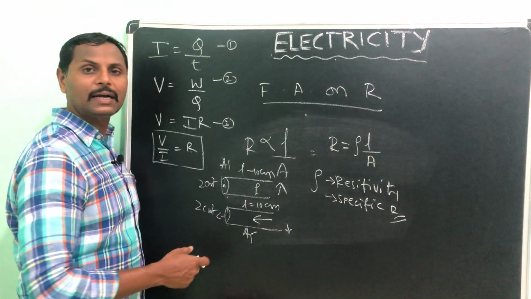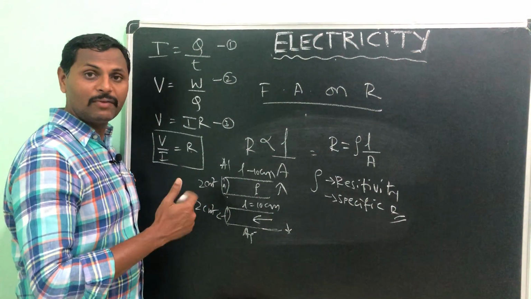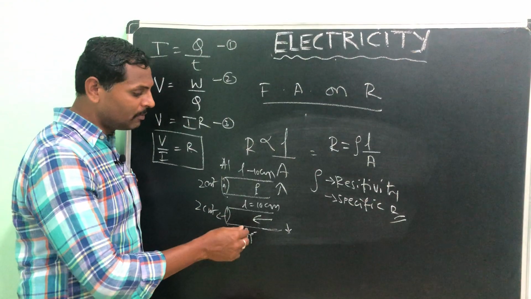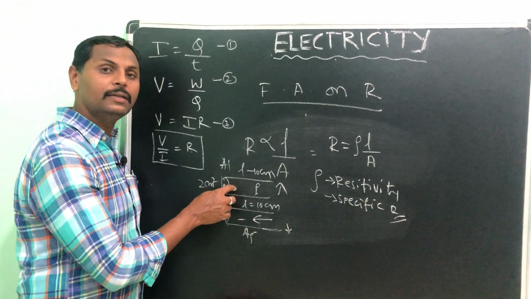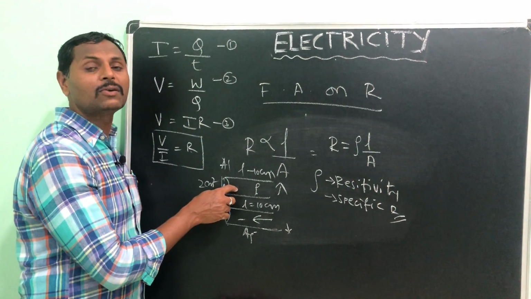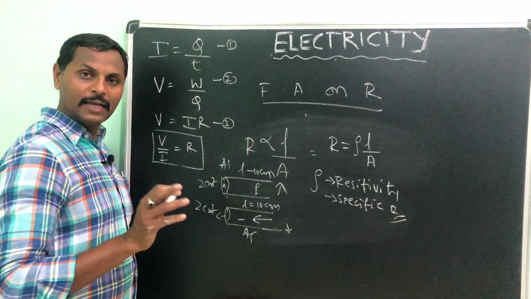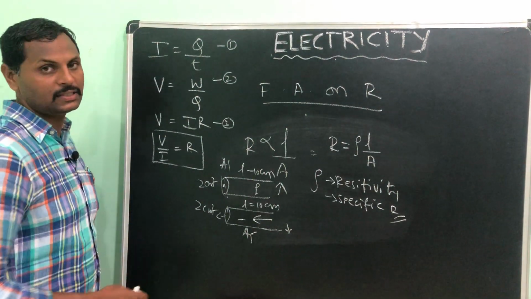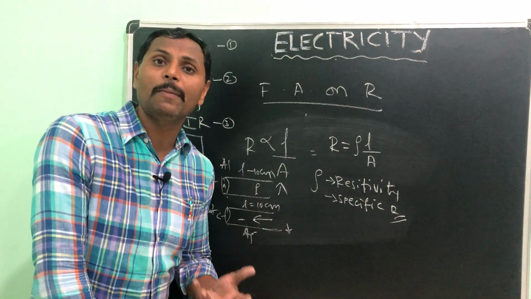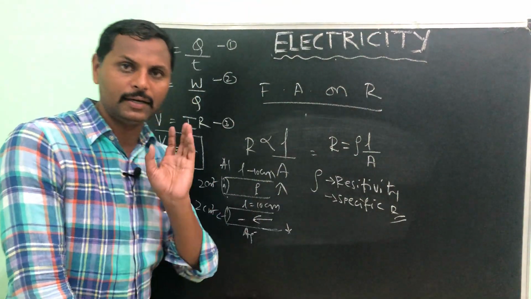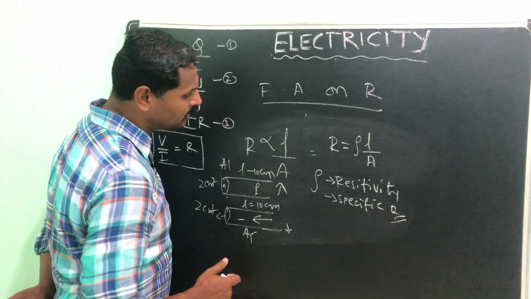Suppose both the conductors are connected to 1.5 volts, then the current will be more in this one. Why? Because it shows lesser resistivity. The current will be lesser in this because it shows more resistivity. I think now you have understood what resistivity is. It is simply the material of the conductor that shows opposition to the flow of current. Understood? Okay.